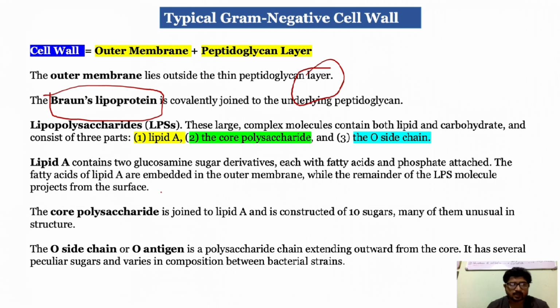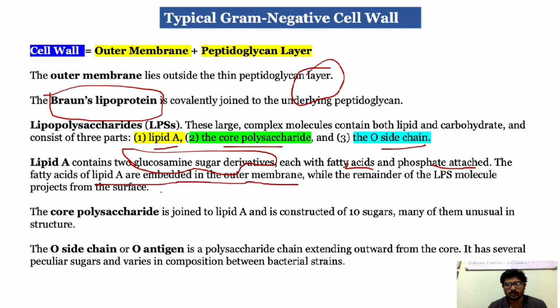Now this lipopolysaccharide is composed of three components. Lipid A, I told you two times already, I think. Now this lipid A contains two glucosamine sugar derivatives, with fatty acids and phosphate attached there. So, two glucosamine sugars with fatty acid and phosphate attached. The fatty acids of lipid A are embedded in the outer membrane, while the remainder of the LPS molecule projects from the surface. That is the O side chains I have already shown you.